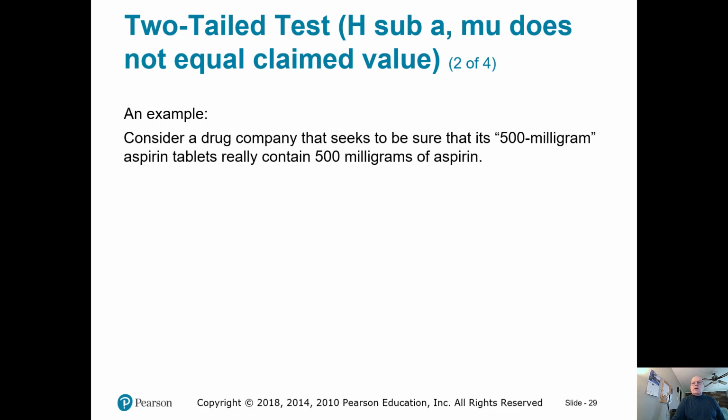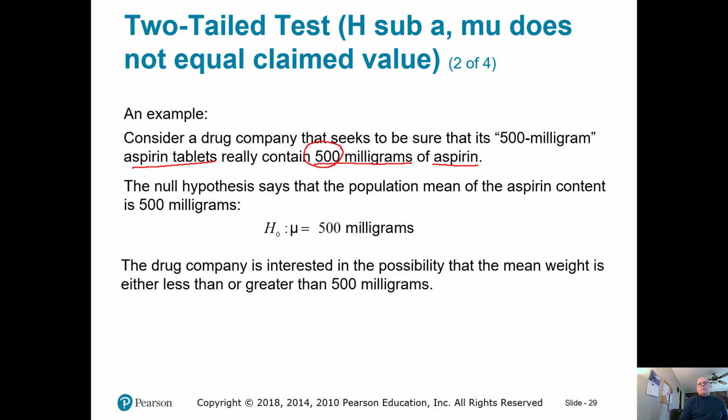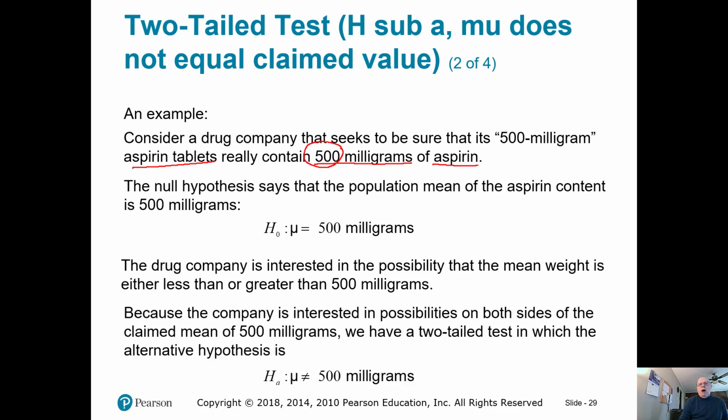A drug company wants to make sure that its tablets really contain 500 milligrams. Now, we've been using 0.05 as our level of significance. This might be pretty important. If you take one of these aspirin tablets, you want to make sure you get some relief, right? And you don't want to overdose. So it really needs to be close to 500 milligrams. So there's our population mean. We want it to be equal, not over, not under. And there's our alternate hypothesis, not 500 milligrams.